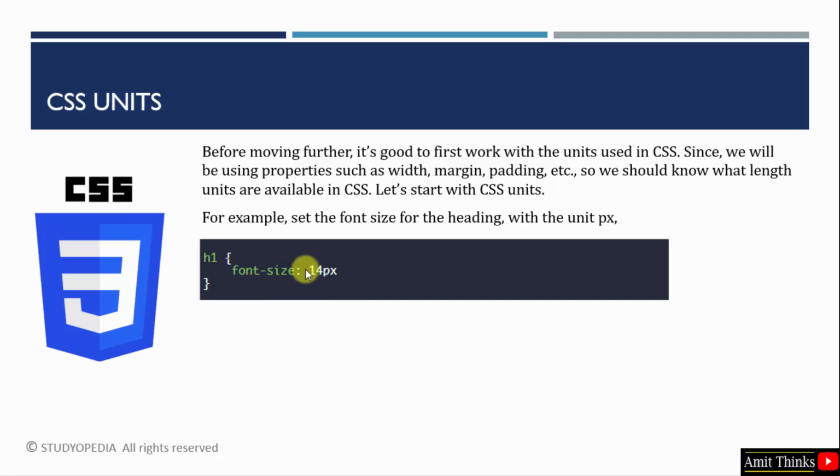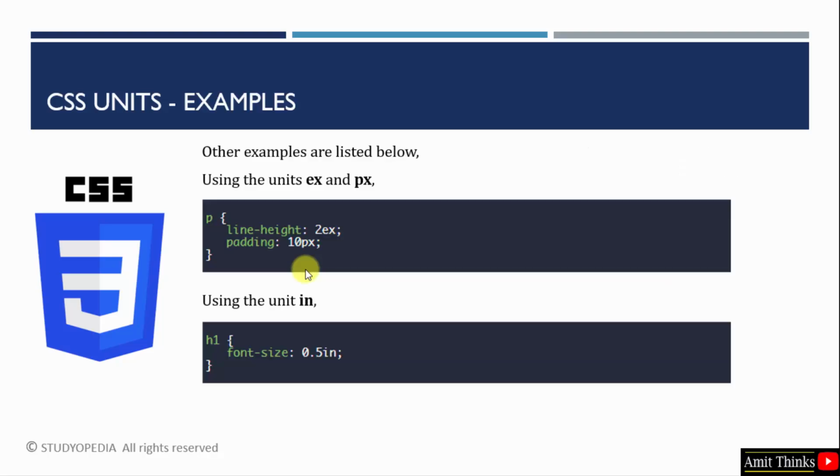Let us see some examples to understand. Here we have a paragraph, and we are styling it. For the line height as well as the padding, we have set different units. We have set the ex unit as well as the px unit. With that, for the h1 heading, we have set the font size using the in unit, that is the inches unit. When we see a live running example, we will use these units also.